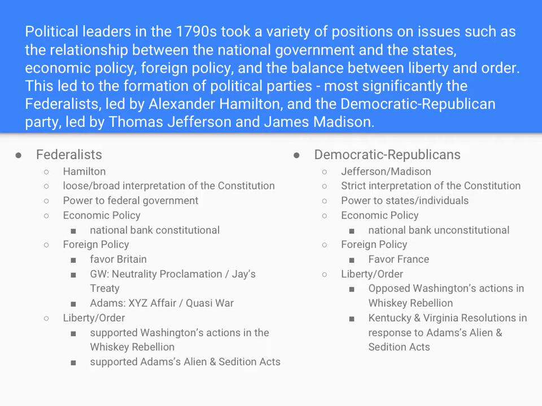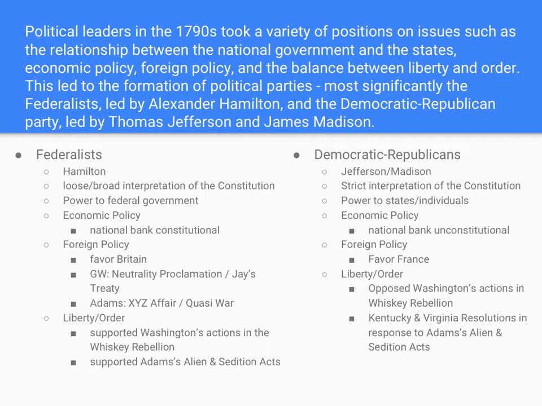So the key concept reads, political leaders in the 1790s took a variety of positions on issues such as the relationship between the national government and the states, economic policy, foreign policy, and the balance between liberty and order. This led to the formation of political parties, most significantly the Federalists, led by Alexander Hamilton, and the Democratic Republican Party, led by Thomas Jefferson and James Madison. And so here I have some characteristics of each party, and this key concept says that these parties took a variety of positions on issues such as the relationship between national government and the states.